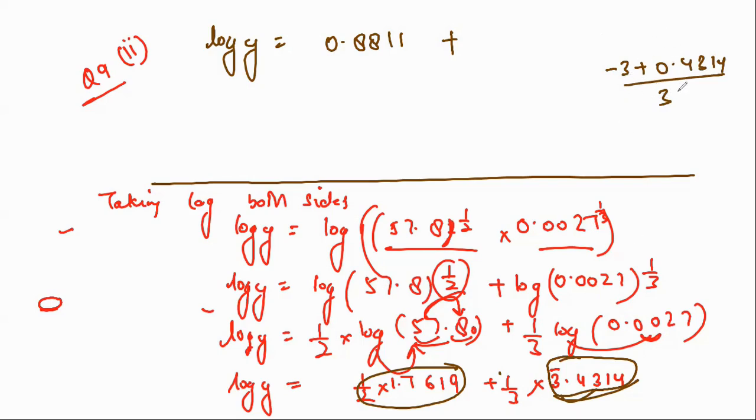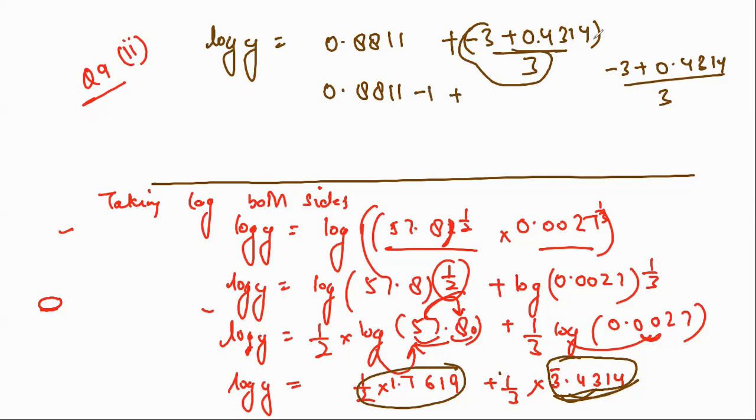Okay, wait a minute, I'll reopen it. So I'll write this number as negative 3 plus 0.4314, and divided by 3. Now 0.8811 plus, so I'm just separating the denominators. So minus 3 by 3 is minus 1, and 0.4314 divided by 3 gives me 0.1454.